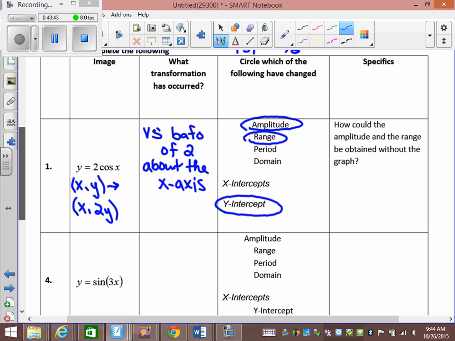How can the amplitude and range be found without actually graphing? This is huge. This gets asked in the diploma a lot. What you need to know is the amplitude is the distance from the midline, or median line, up, and from the midline down. The midline is the horizontal line that cuts the graph in half. It is your d value. It is your vertical translation, which we'll learn tomorrow. So my d value, if I don't have one, is just going to be 0.